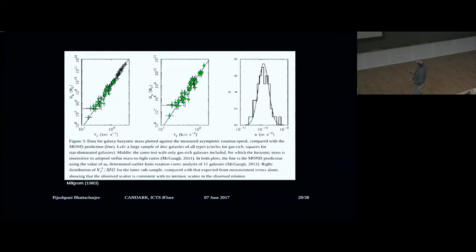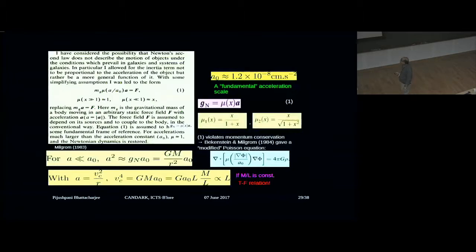He is not proposing a distance modification, but one in terms of acceleration. There is a fundamental acceleration he introduces. And his modification, again, I'll come back to this, is the following. I have just reproduced from his paper: I have considered the possibility that Newton's second law does not describe the motion of objects under the conditions which prevail in galaxies and systems of galaxies. In particular, I allowed for the inertia term not to be proportional to the acceleration of the object.